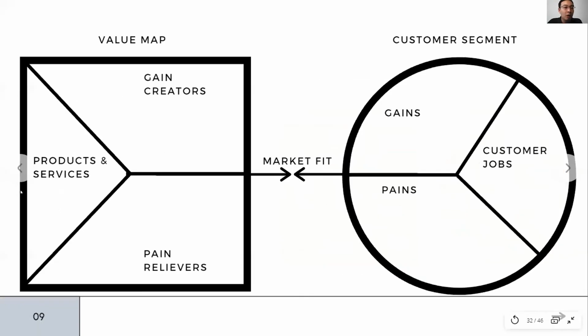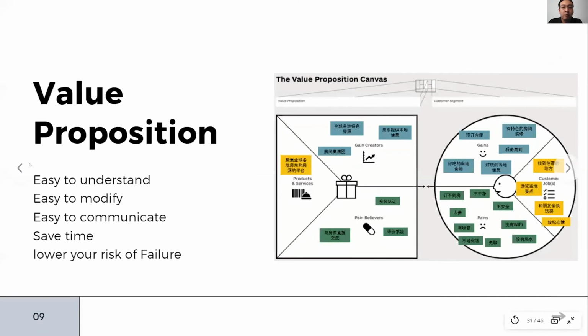Okay, so back to the value proposition. This is the value proposition I like to use, and I have used it for 5 years already. I'm still using it, and I also teach people how to use it. First of all, it's easy to understand. Just one paper, you can see everything. It's easy to modify. When you think something is not right, you can modify.